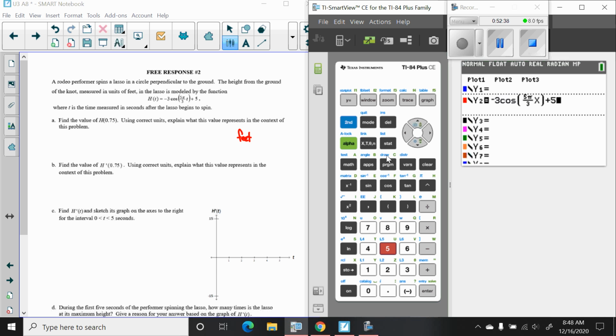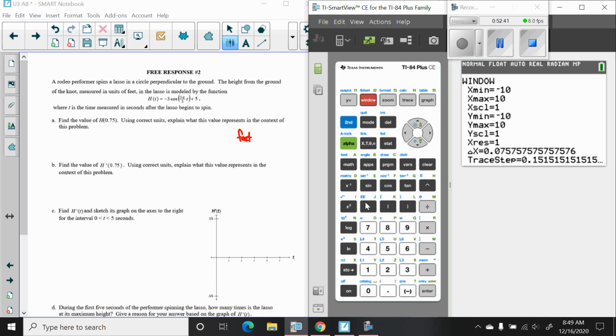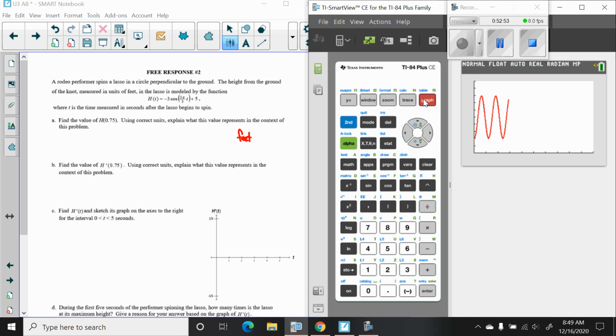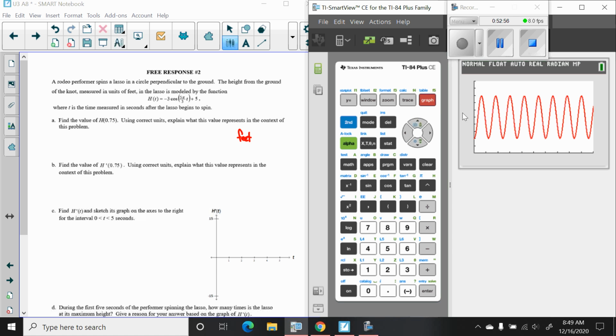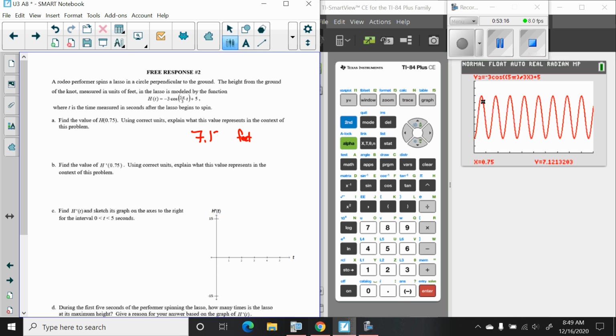The domain has to be greater than 0, so for my window, it doesn't make any sense to have negative values there. And also doesn't make sense to have negative values here for y either, because the lasso can't go below the ground. We've all jumped rope. All right, so there's the lasso. It's going up, going down, going up, going down. Trace, and if I just do 0.75, I'll have 7.121. There's our answer. So writing that down, 7.121 feet. There we go.